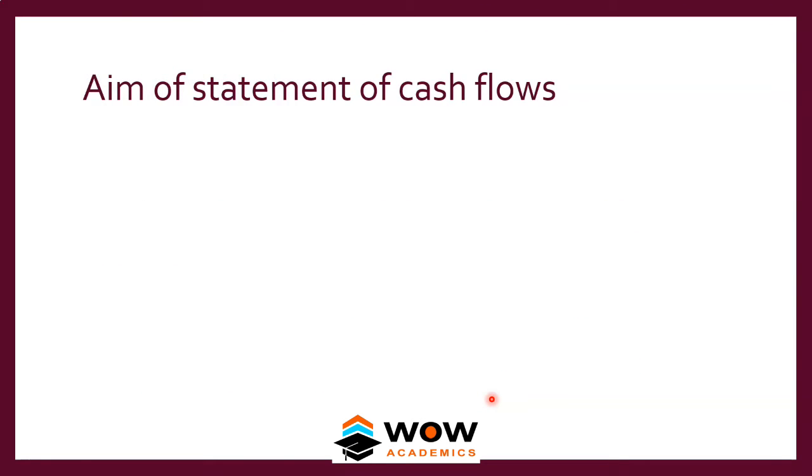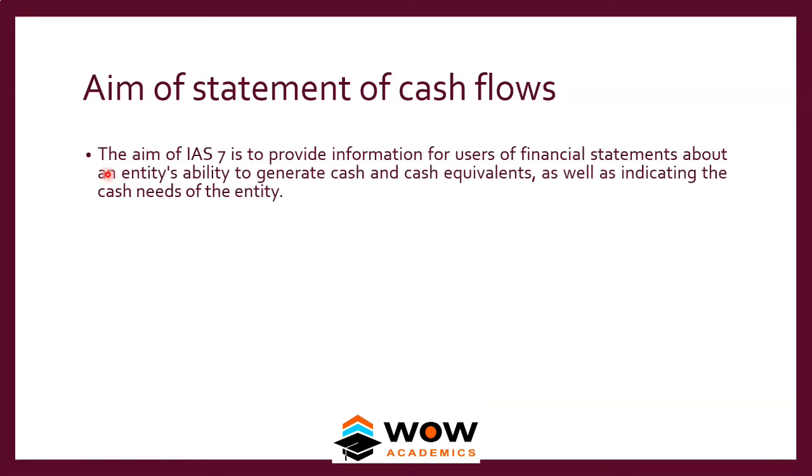So why do we have the statement of cash flows? The aim of IAS 7 is to provide information for users of financial statements about an entity's ability to generate cash and cash equivalents, as well as indicating the cash needs of the entity. By looking at the statement of cash flows, it is easily visible how much cash the company is generating, as well as what the sources are which are consuming that cash. So the inflow and outflow of cash is easily captured in cash flow statements.